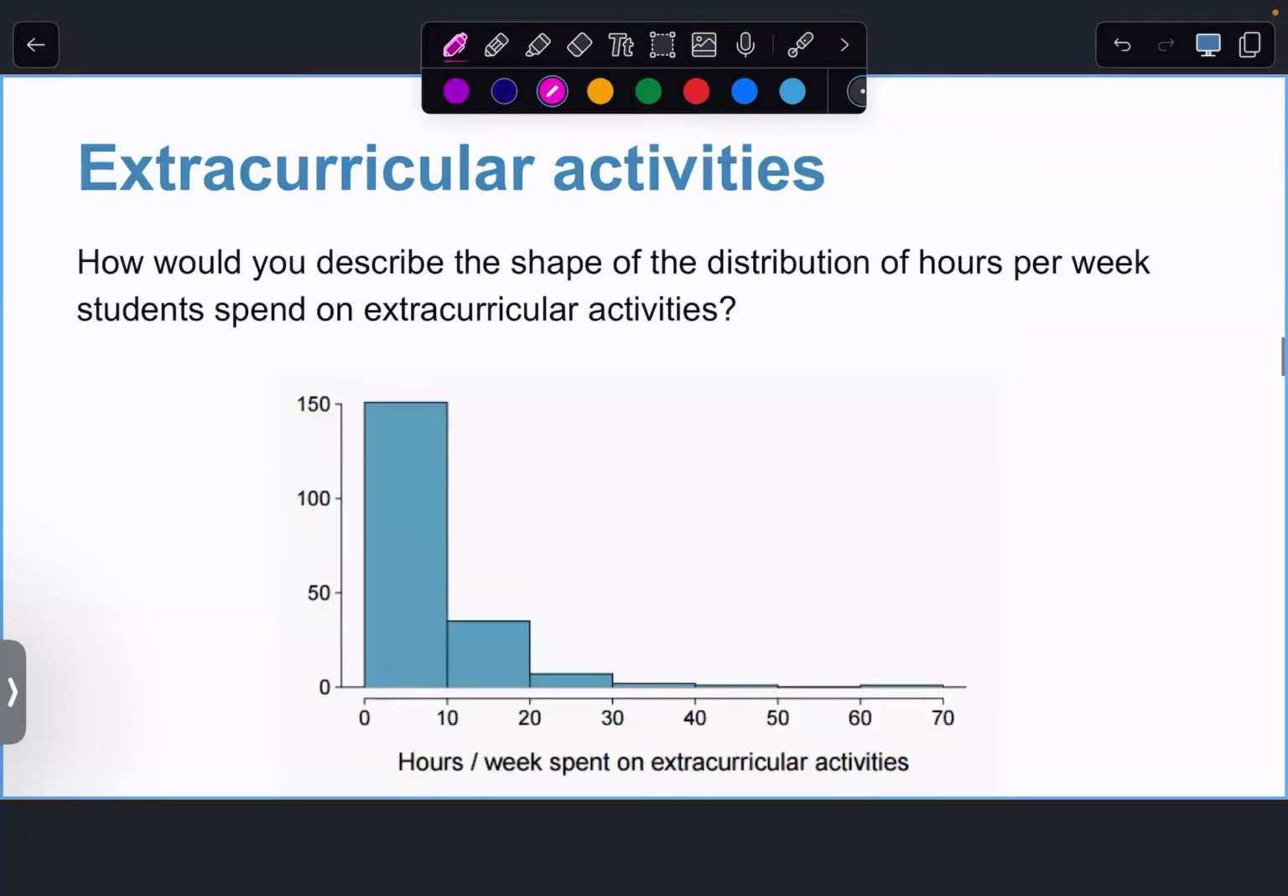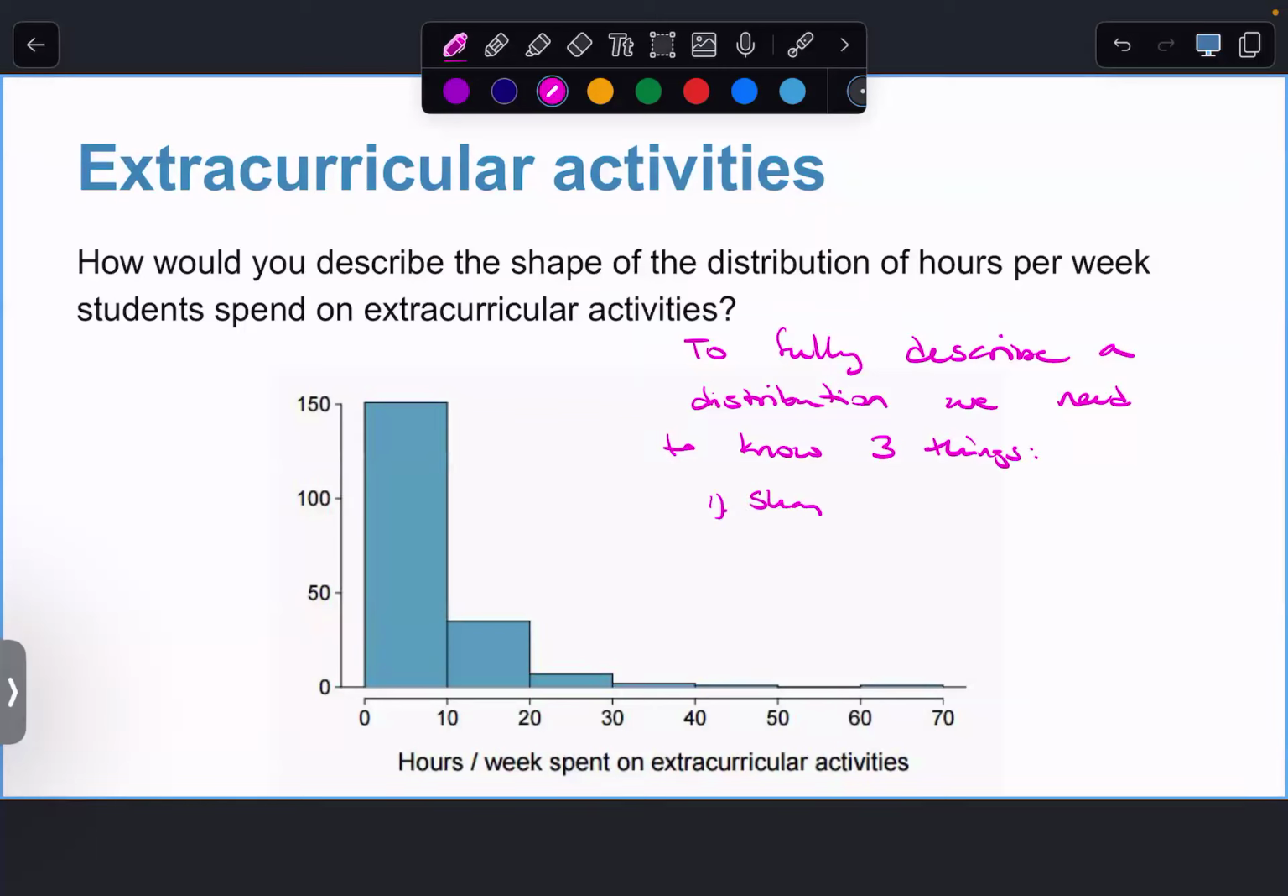Where am I going to write this? To fully describe a distribution, we need to talk about 3 things, or we need to know 3 things. One is the shape, which in this case, I said is skewed to the right. You could even say heavily skewed to the right or something like that, right? But skewed right.